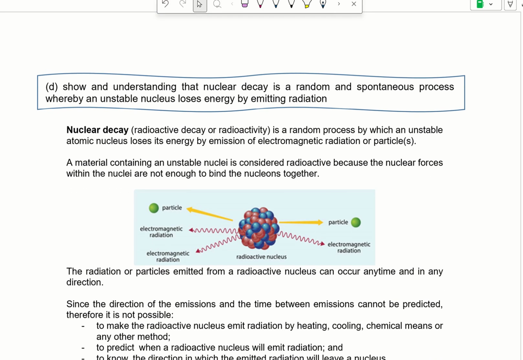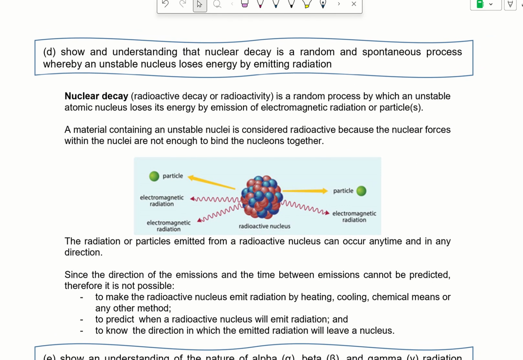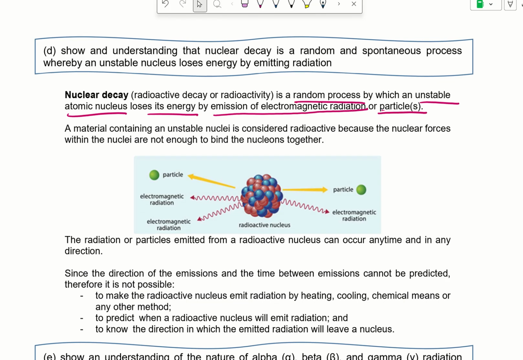Now, show an understanding that nuclear decay is a random and spontaneous process whereby an unstable nucleus loses energy by emitting radiation. So now we go into the actual part that is concerning physics. Just now was the chemistry as the background. Nuclear decay is a random process in which an unstable atomic nucleus loses energy by emission of electromagnetic radiation or particles. A material containing unstable nuclei is considered radioactive.